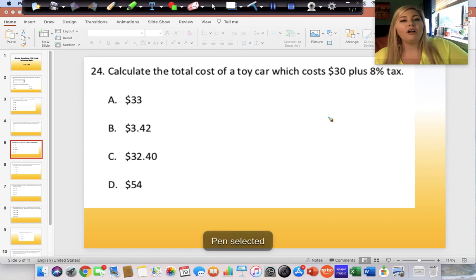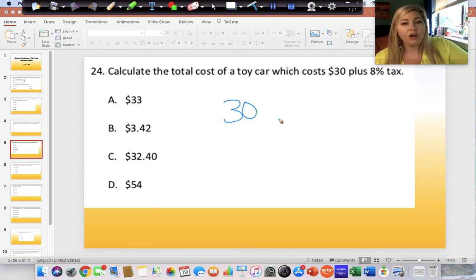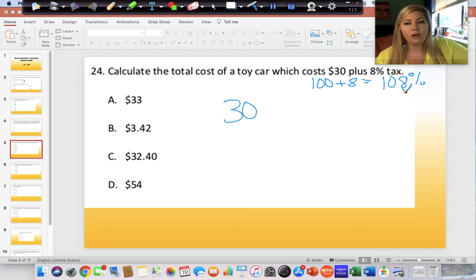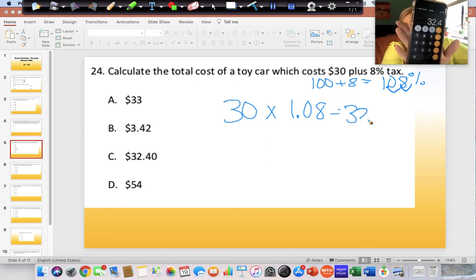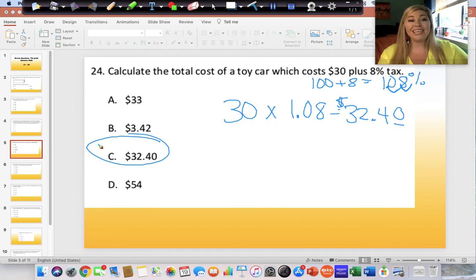Calculate the total cost of a toy car, which costs $30 plus 8% tax. Okay, so we've got a $30 toy, and we are wanting to add 8% tax. Remember, you have to pay for 100% of that toy plus 8% tax, which is 108%. When we are multiplying something, we want to find the decimal form for our percentage. So we move our decimal 2 times to the left. So this would be multiplying 30 times 1.08, and that would give us the price for the toy car, including that 8%. So 1.08 times 30 gives us $32.4 or $32.40. You can just add a 0 on the end. It does not change the value. So our answer choice is C.